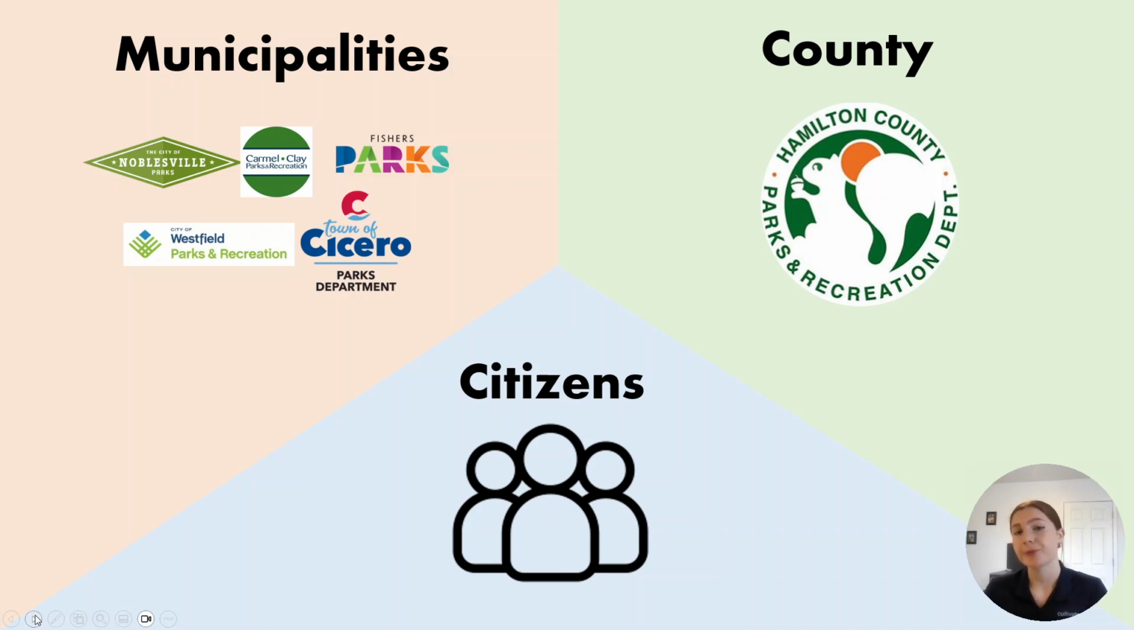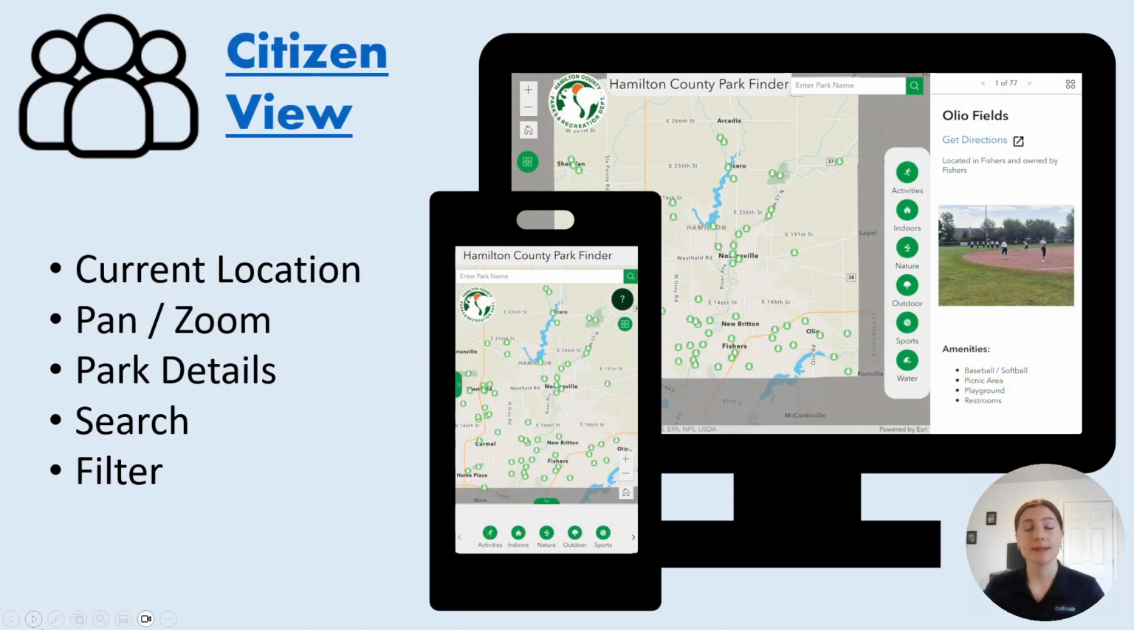So there's three different groups that will be involved in this process. The first is the citizens, and then there's also the municipalities and the county. So we'll talk about the citizen view first. The citizen view is the park finder itself.